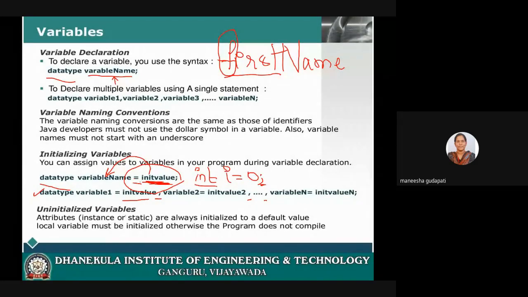That's it. Any doubts till now? This is already what you learned in C. Nothing new I am telling. I am just revising the concepts which you already know. Any doubts up to now about variables?